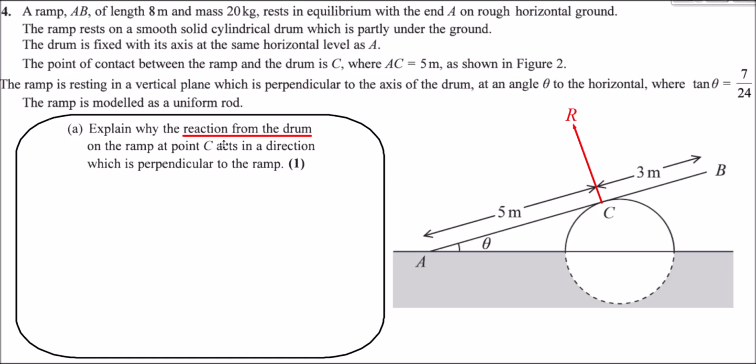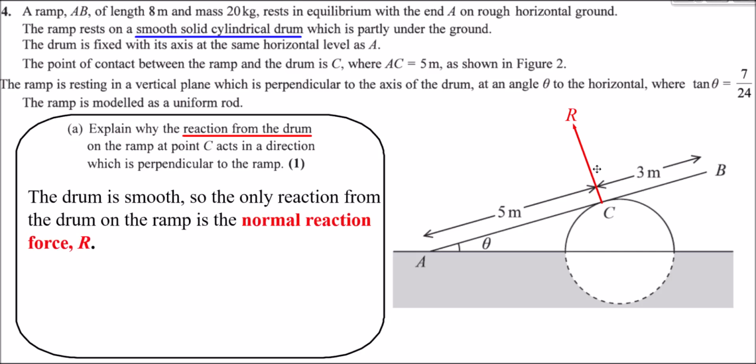Well, we were told earlier that the drum is smooth, so therefore there's going to be no friction acting upon the rod at point C. So because there's no friction, the only force acting on this ramp upon C is just the normal reaction force, which by definition is perpendicular to the surface. So we can just say, because the drum is smooth, the only reaction from the drum on the ramp is just going to be the normal reaction force. I've called this R.